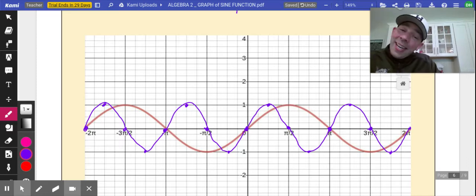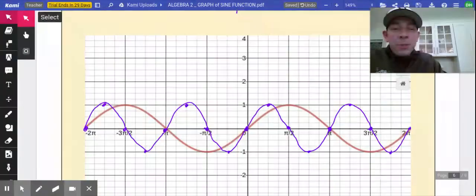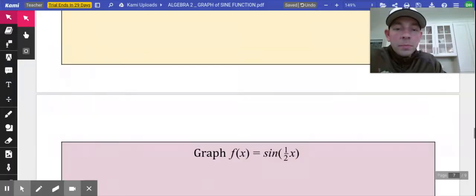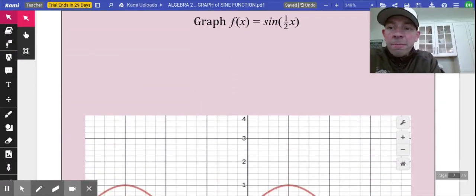All right. Again, not my best drawing, but it could be worse probably. I bet your guys' looks a lot nicer than mine. Okay. Here's a fun one.